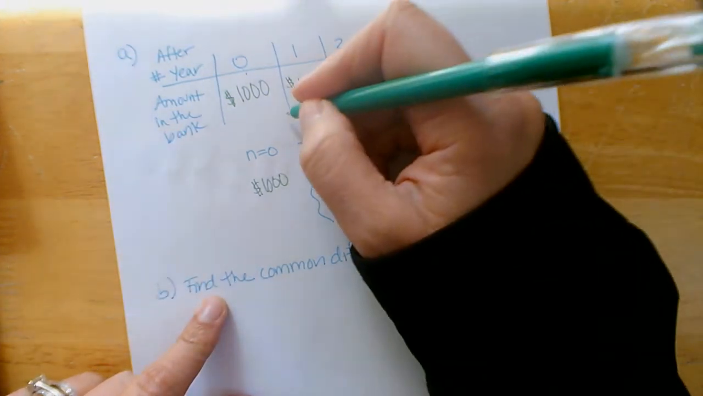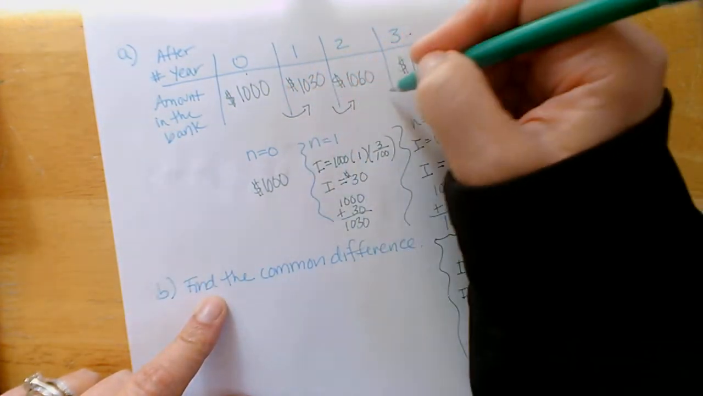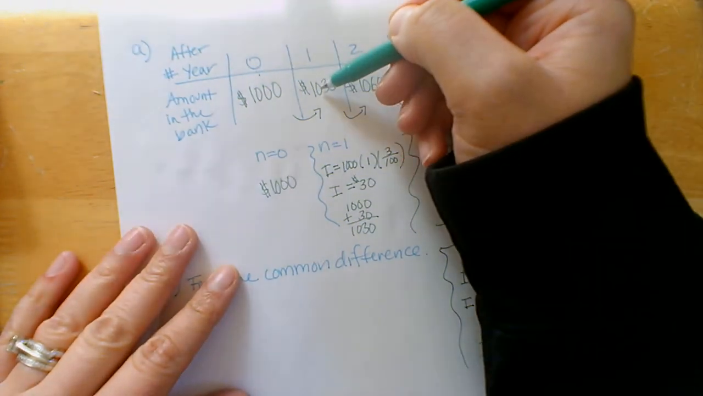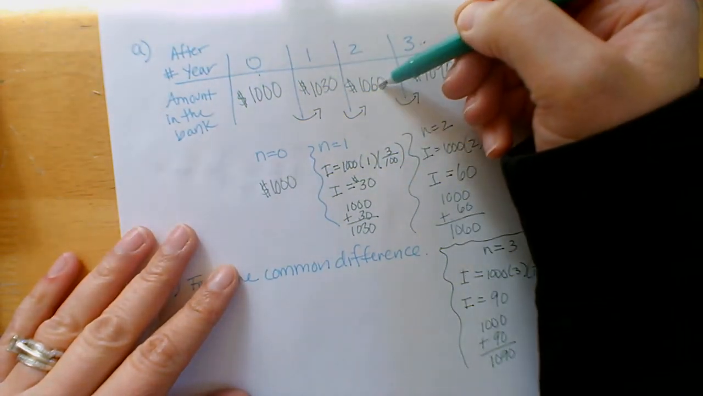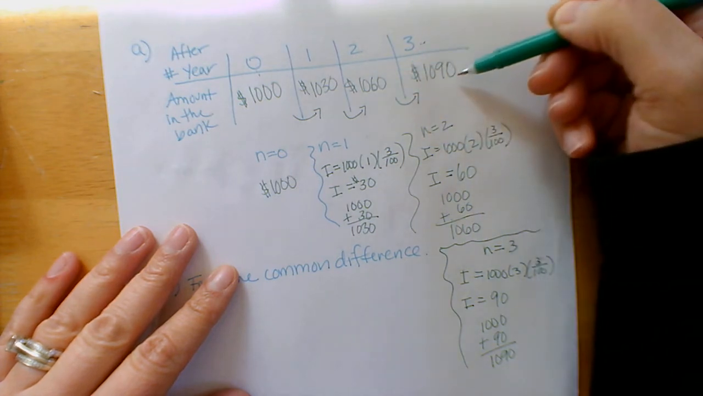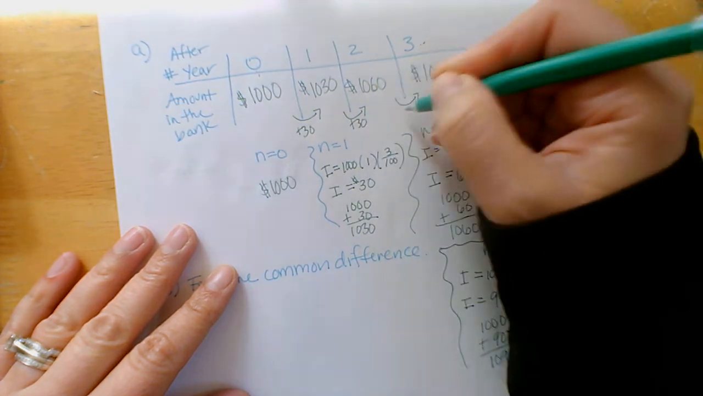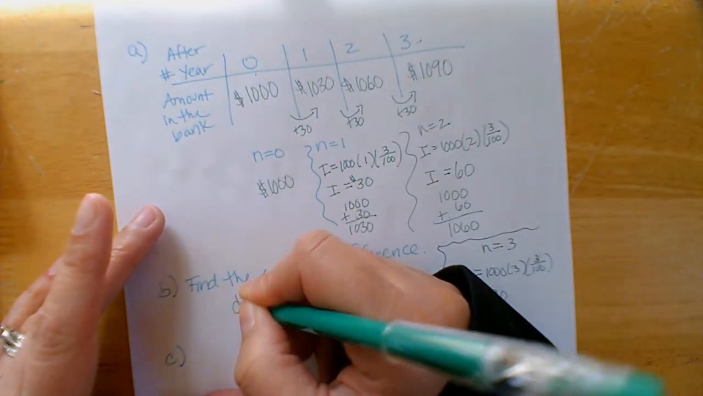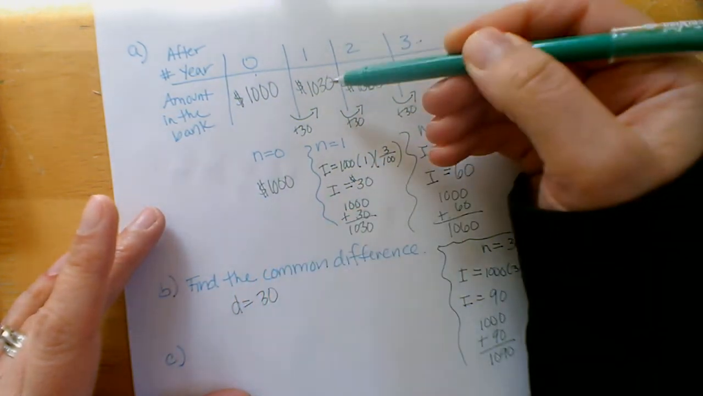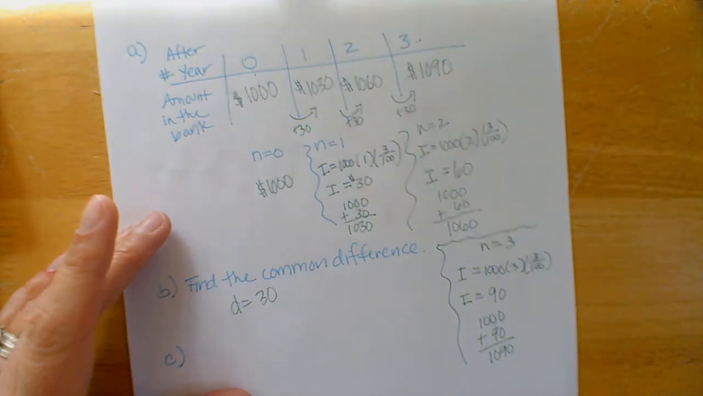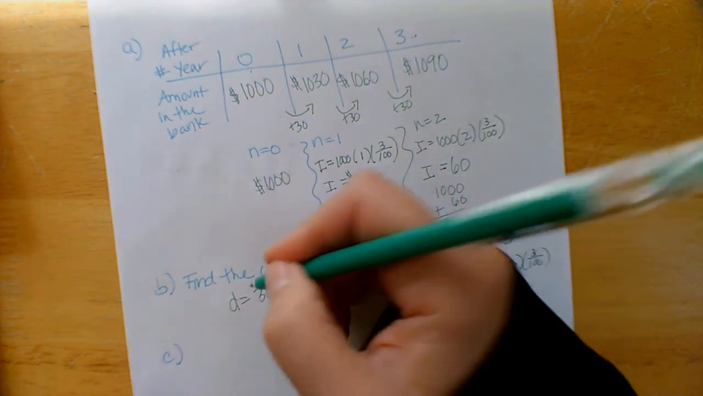Okay, so part B said, find the common difference of the amount in the bank. So what happened every time we went to the next year? We looked at if we took it out at 1 year versus at the 2nd year versus at the 3rd year. And so what happens is we're adding $30 every time. So that's your common difference, 30. You could have said 1,030 minus 1,000, but I hope you can see that we're adding 30 every time. So our common difference is going to be that $30.